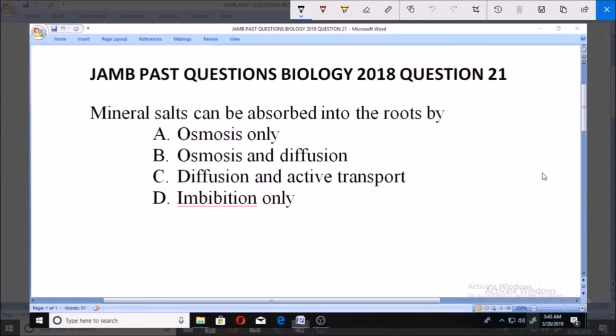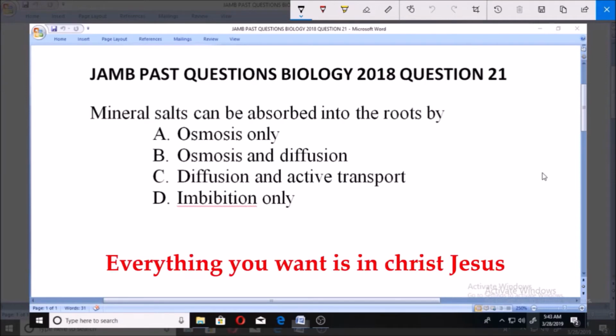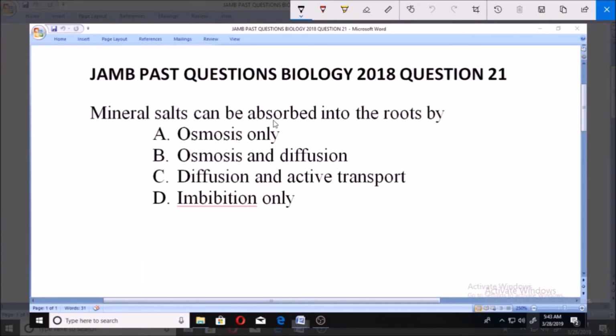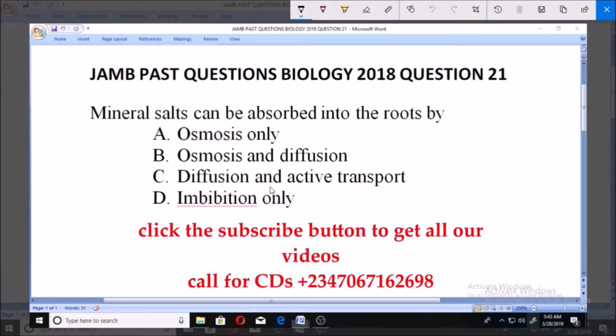Let's look at these JAMB past questions, biology, 2018. Question number 21. Mineral salts can be absorbed into the roots by: A. osmosis only, B. osmosis and diffusion, C. diffusion and active transport, D. imbibition only.